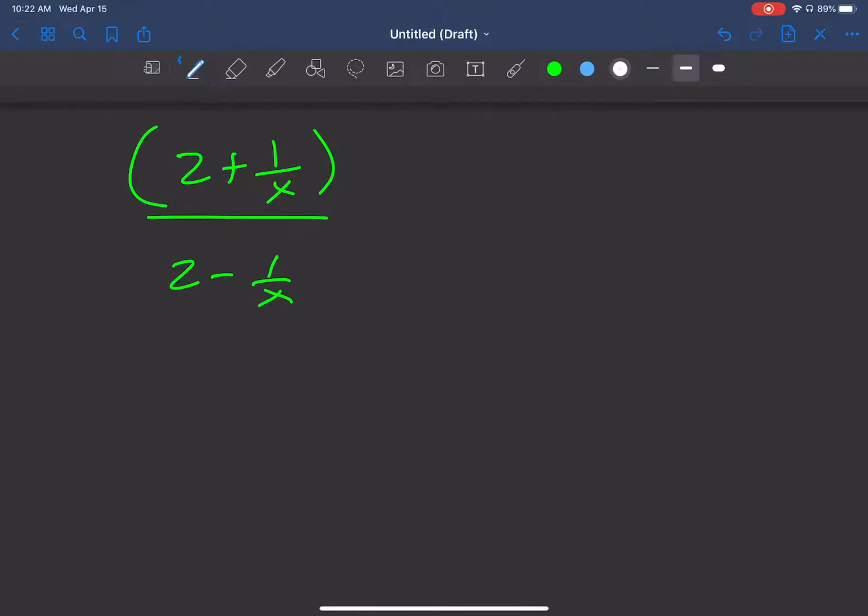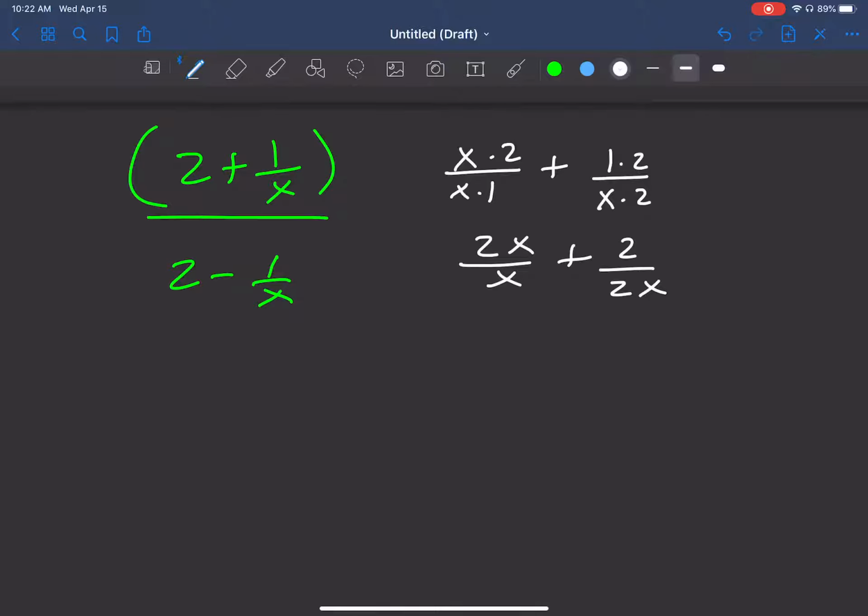So we're going to have x times 2, and really 1 times x, plus 1 times 2, x times 2. So this is going to be, one second, let me see this really quick. x times 2, what am I doing? Is this right? Let's see. x times 2, yes. Okay, yeah, 2x over x plus 2 over 2x.